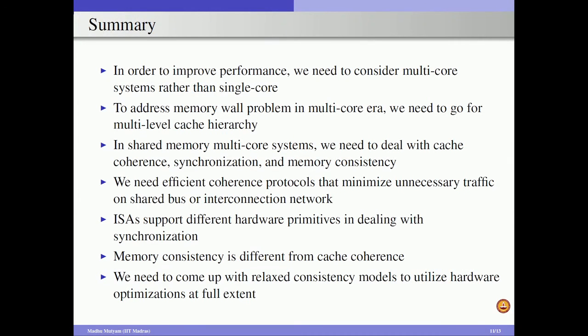So with that, I am concluding this module, and this also concludes the entire course. In this multi-core architecture module, we have discussed several things, and I will just summarize here. In order to improve the performance, we can go for multi-core systems rather than single core systems, so that we can exploit thread level parallelism in our programs.